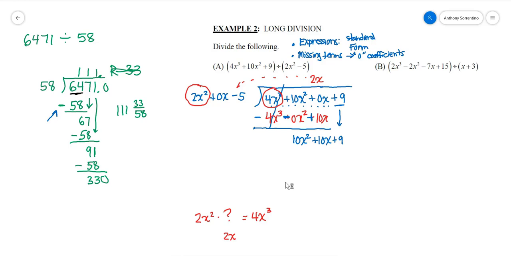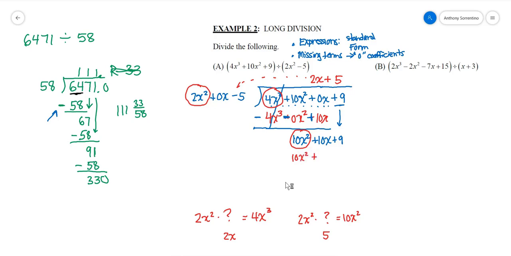Now I'm focusing my attention on this new first term, and I'm going to ask myself the question, 2x squared times what gives me 10x squared? Well, we know that there's no change in the exponent, so I'm not multiplying by anything that has an x in it. Therefore, the only thing that's going to change is the coefficient, and 2 times 5 equals 10. So 2x squared times 5 would be 10x squared, which means I'm going to multiply this now by a positive 5. And since it's the second term, I have to indicate positiveness by a plus sign. And so I'm going to get that 10x squared.